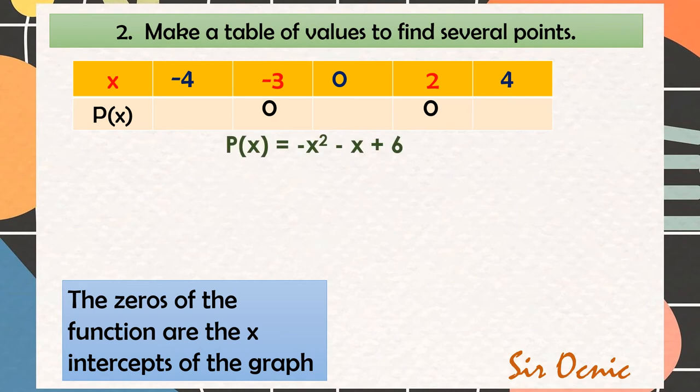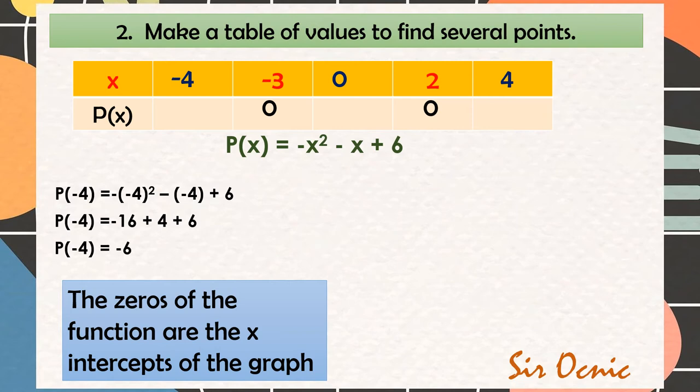Using negative x squared minus x plus 6, p of negative 4 will then be negative of negative 4 squared minus negative 4 plus 6, which is equal to negative 16 plus 4 plus 6, or simply negative 6. P of 0 will then be negative of 0 squared minus 0 plus 6, or simply P of 0 equals 6.